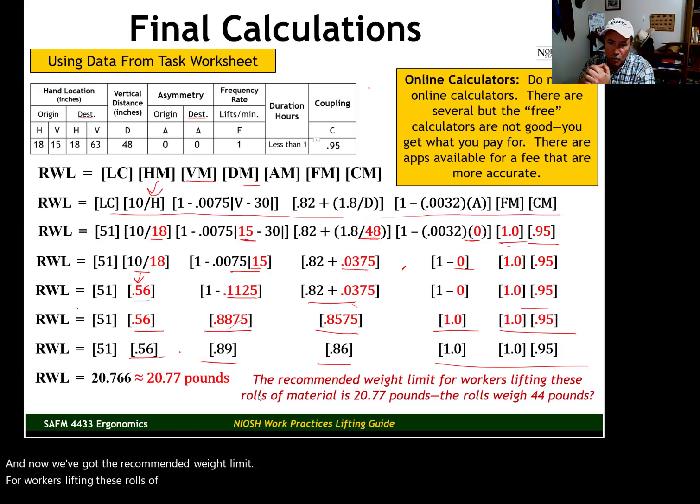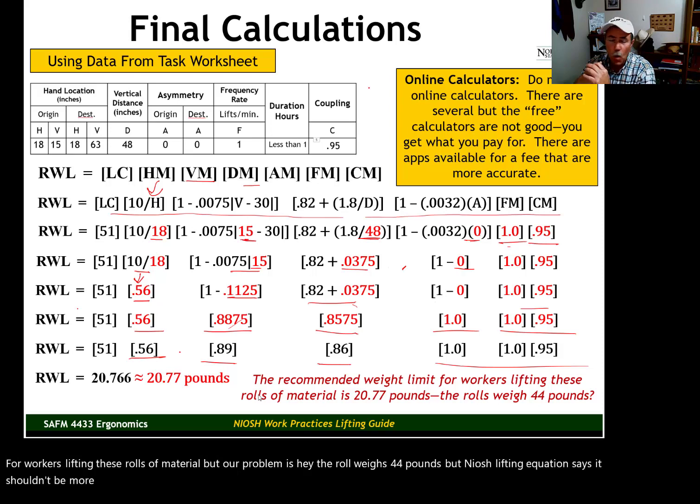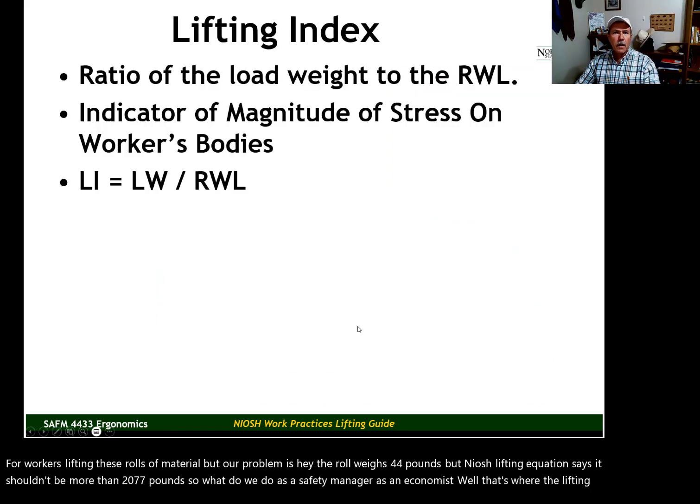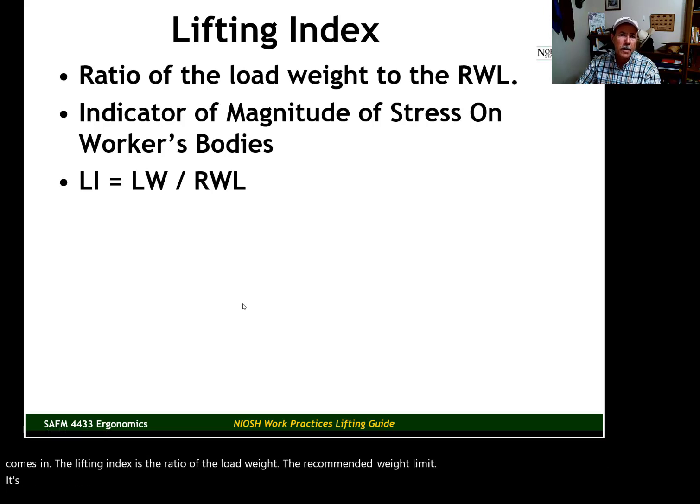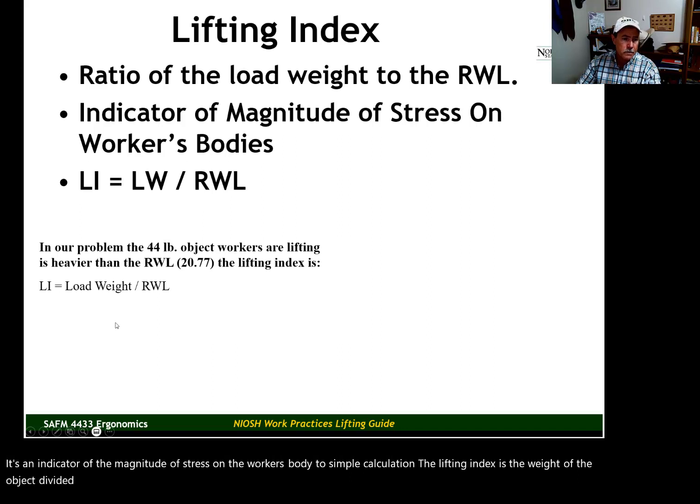But our problem is, hey, the roll weighs 44 pounds, but the NIOSH lifting equation says it shouldn't be more than 20.77 pounds. So what do we do as a safety manager, as an ergonomist? Well, that's where the lifting index comes in. The lifting index is the ratio of the load weight to the recommended weight limit. It's an indicator of the magnitude of stress on the worker's body. It's a simple calculation. The lifting index is the weight of the object divided by the recommended weight limit.